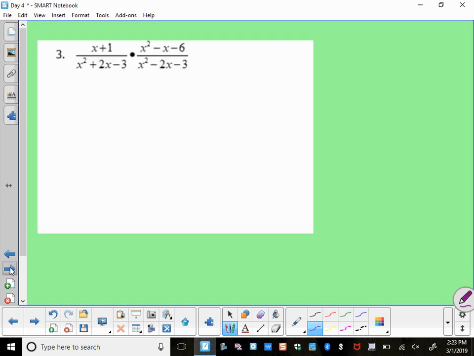All right, for number 3, I want you guys to write exactly what I'm writing. So when you look back on it, you'll know what's going on. So we have our division symbol. Let's start out with, everything on the top we're going to factor, everything on the bottom we're going to factor. This x plus 1, I can't do anything with it. I'm just going to rewrite it.